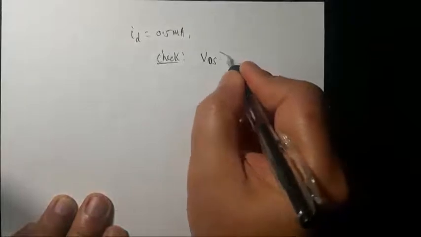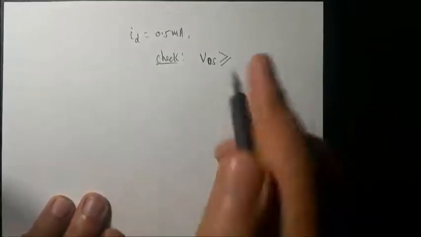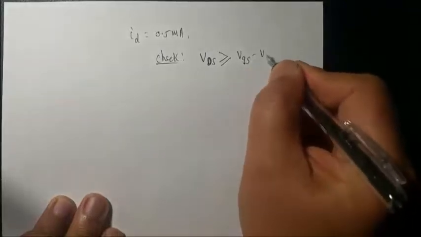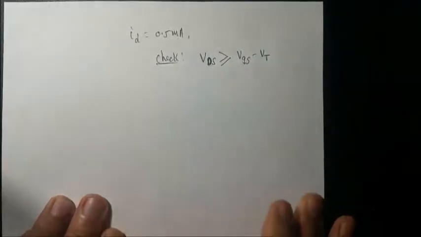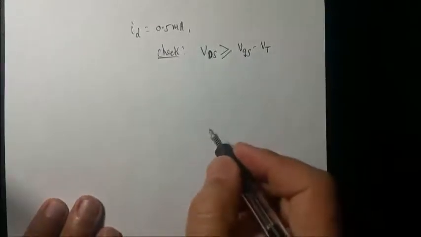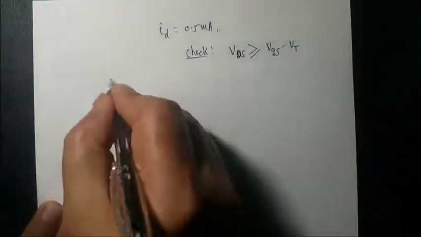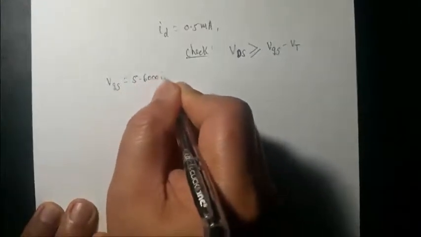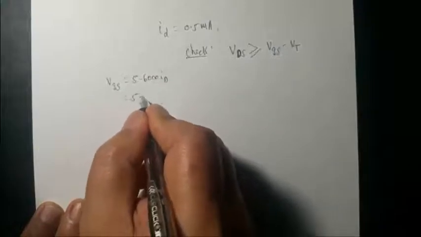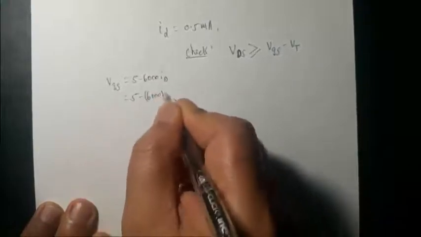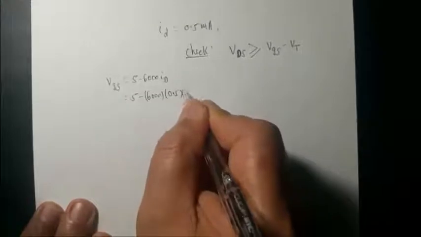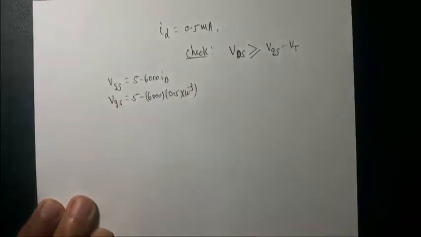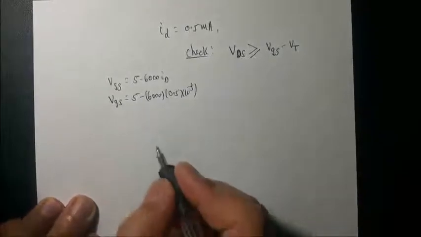How do you check? So check this relation. If the transistor is in saturation region, the drain source voltage has to be greater than VGS minus VT with this drain current. So let's check that. First of all, let's calculate VGS. VGS from equation number 1 is 5 minus 6000 ID. So 5 minus 6000 times 0.5 milli, so then negative 3. You do that calculation, so VGS is 2 volts.